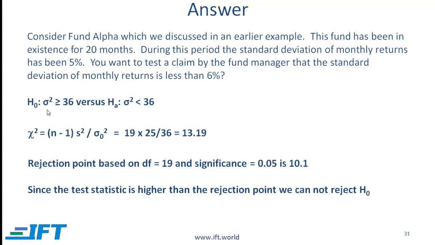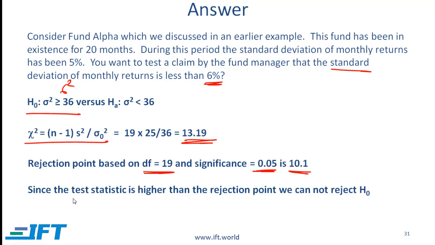Here is the answer now. This is how we set up the null, sigma squared greater than or equal to 36. Note that 36 is 6 squared because the claim is standard deviation less than 6. We are talking about variances, which is 6 squared. The chi-squared statistic is calculated using the formula that we have discussed. You should get 13.19. The rejection point based on degrees of freedom equals 19 and significance of 0.05 is 10.1. We just saw that.